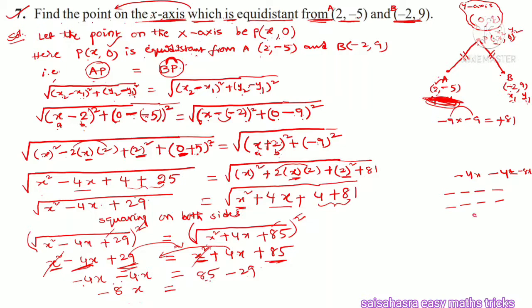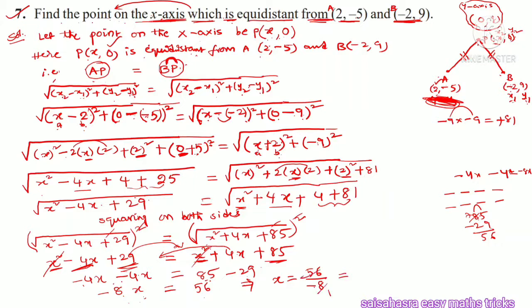85 minus 29. 5 minus 9 is not possible, so 15 minus 9 is 6. Here 7 will be left, 7 minus 2 is 5. So this is 56. That implies we want only the x value, so x is equal to 56 on the right side. This minus 8, if you transpose to the right side, is multiplying, so it will divide. So 56 by minus 8.